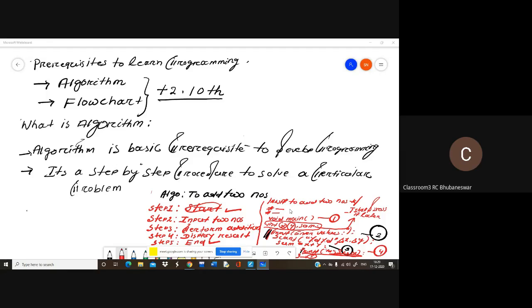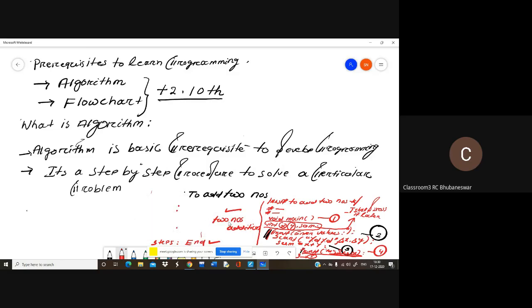So it is a step-by-step procedure to solve a particular problem. I'm not discussing algorithm anymore because it is your homework. You may go through the internet and your manual books that have already been given or that you have collected. You can find many more algorithms and you will be able to know how to solve a particular problem. So the rest will be done by you. Then I'll discuss the next step.